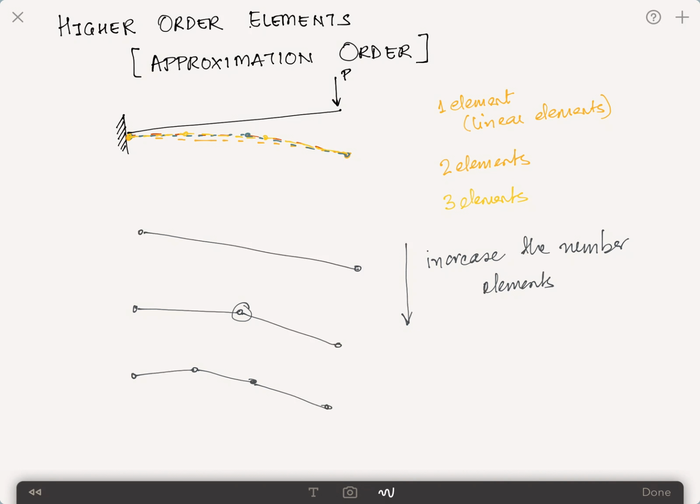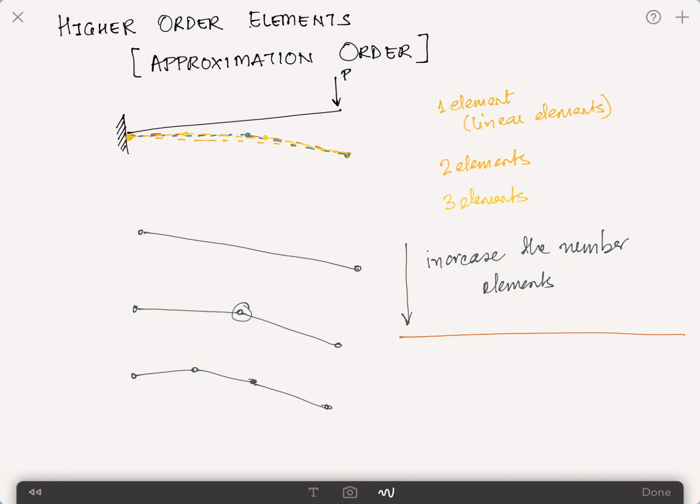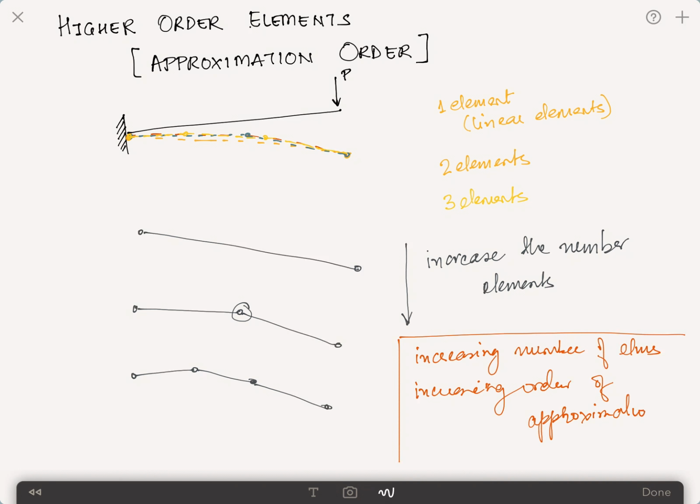So basically, as a recap, there are two ways of getting to your exact solution faster or in an improved way. One is by increasing the number of elements, and the other method is by increasing the order of the approximation function. And of course, when I say order, it will be a polynomial function. So these are two ways by which you can improve your results and get closer to convergence.